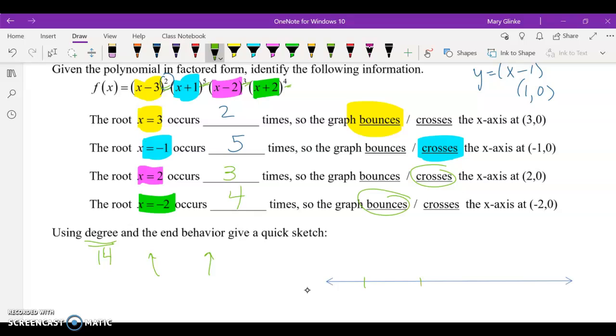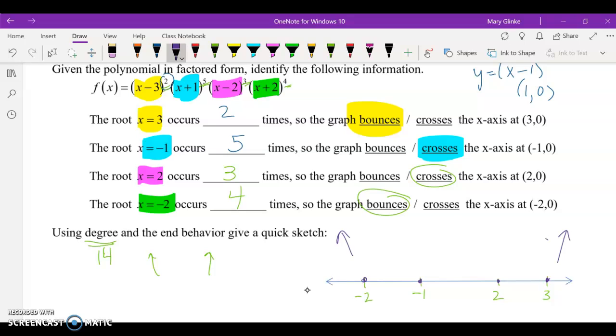Then we can graph our 4 zeros from least to greatest. We have -2, -1, 2, and 3. All of these points would be x-intercepts on your graph. We know your graph is going to start and end going up on both sides.